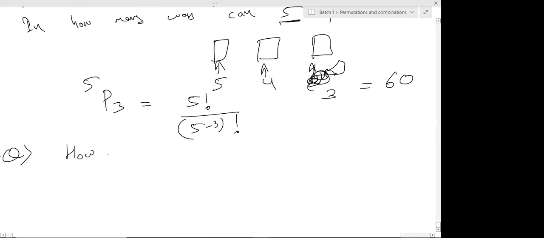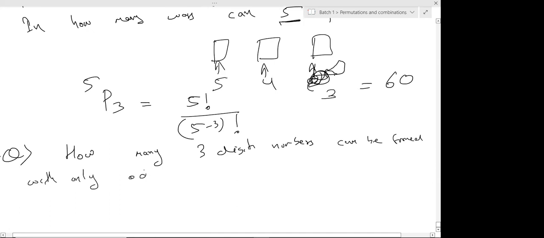How many 3-digit numbers can be formed with only odd digits? Let's try to solve this.